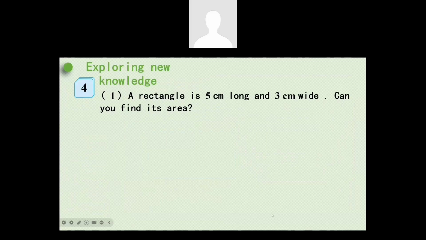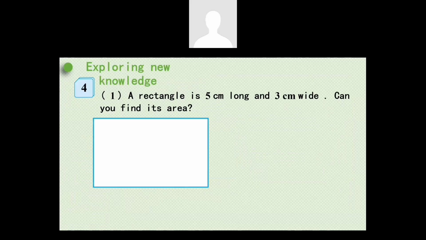Okay, look at the screen. A rectangle with length 5 cm and width 3 cm. What is the area? Question one is, what is the area? Work by yourself first. I will give you 1 minute to think. Don't copy others. 1 minute.